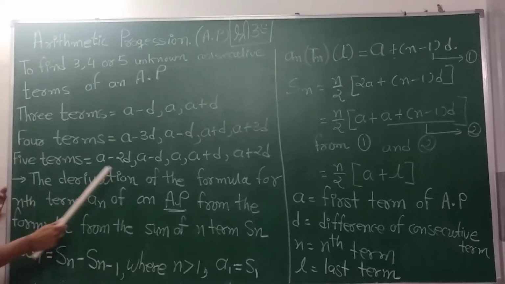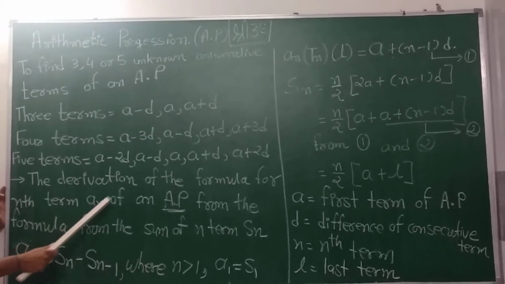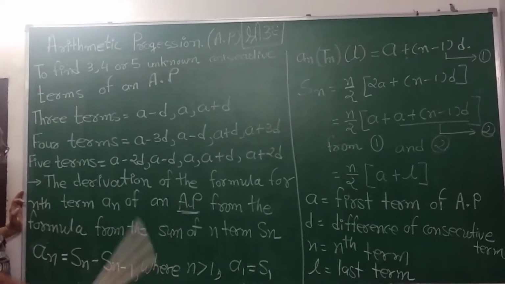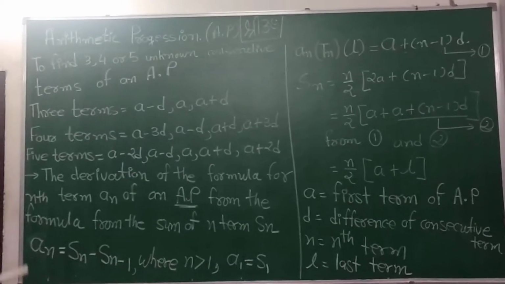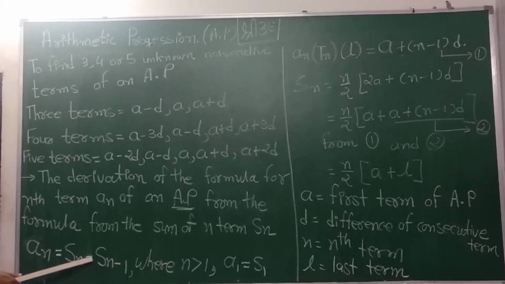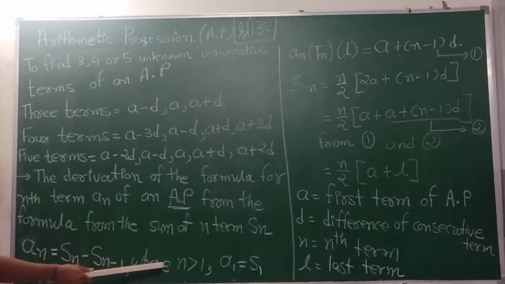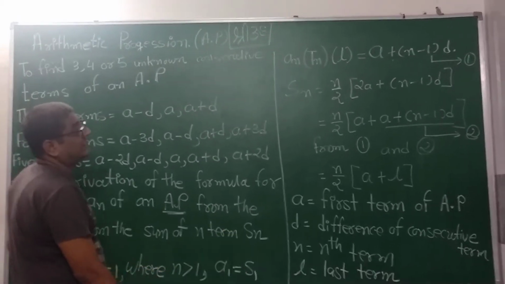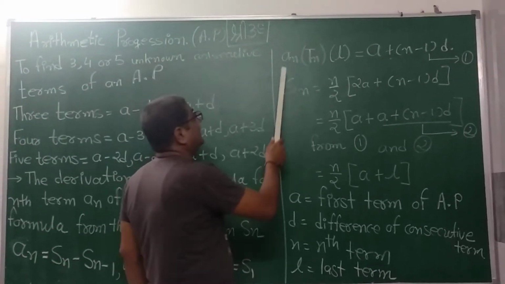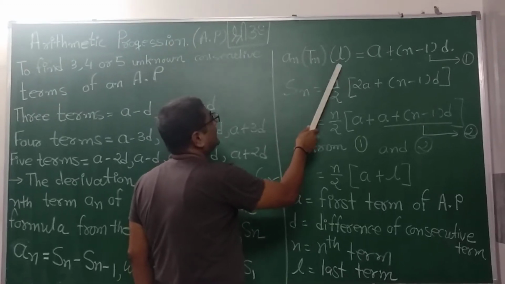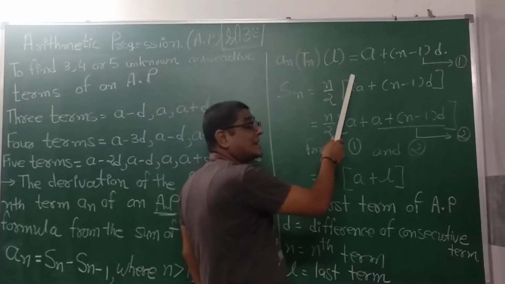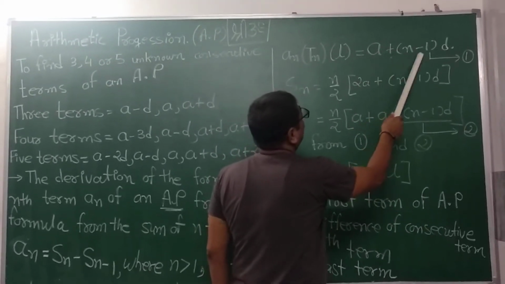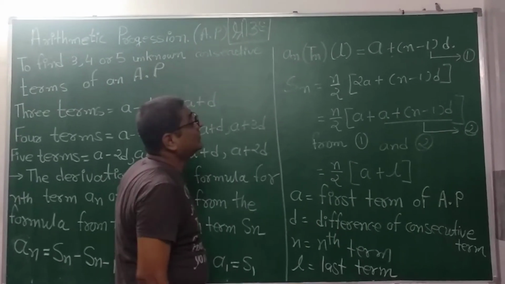Now the derivation of the formula for the nth term of an AP from the formula for the sum of n terms. That is a_n is equal to S_n minus S_(n-1), where the condition is that n is greater than 1, and in this case a_1 is equal to S_1. In some books the nth term is written T_n, known as the last term of a finite AP. It is equal to a plus (n minus 1) into d. That is the formula of the nth term.